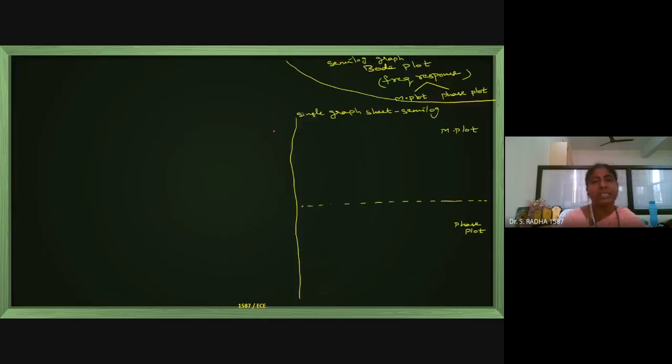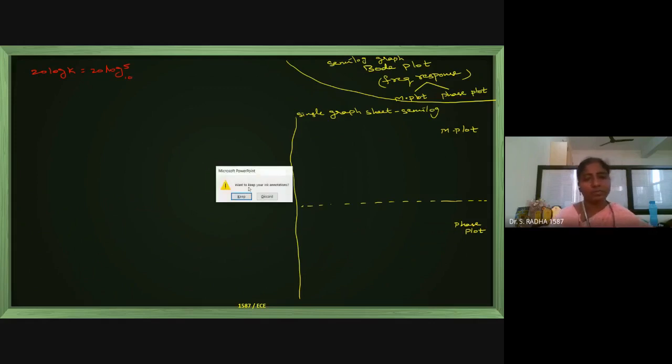So this will decide the starting point of the Bode plot, and it is 20 logarithm K, and it is 20 log 5 base 10. This is the starting point.